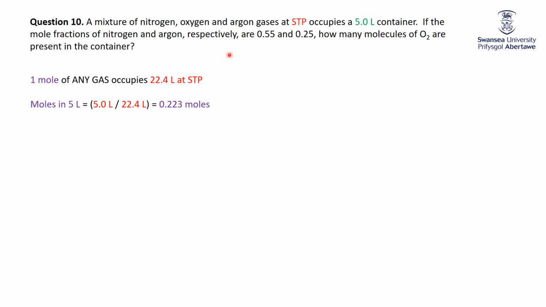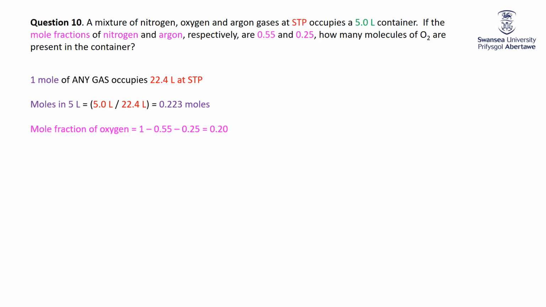Okay. Now we know that 0.55 fraction of that is nitrogen, 0.25 of that is argon. We're interested in oxygen. So the mole fraction of oxygen is 1 minus 0.55 minus 0.25. So 0.2 of these gas particles, gas molecules in there are going to be oxygen. So therefore the moles of oxygen is going to be 0.2 times 0.223 or 0.0446 moles.